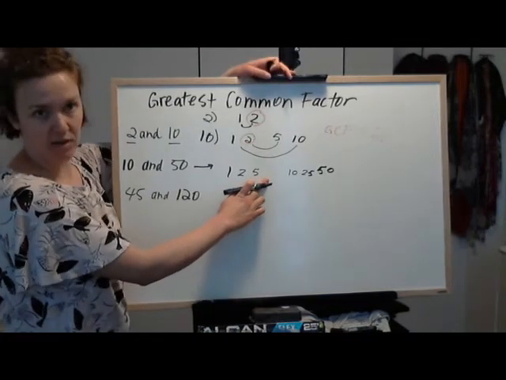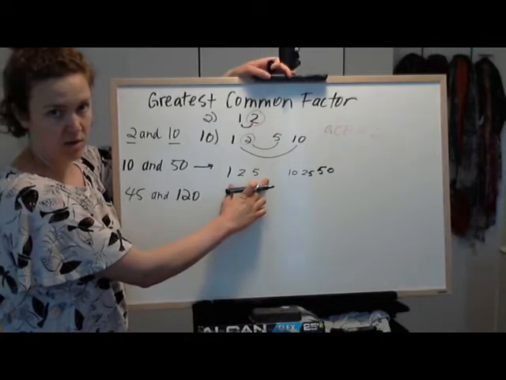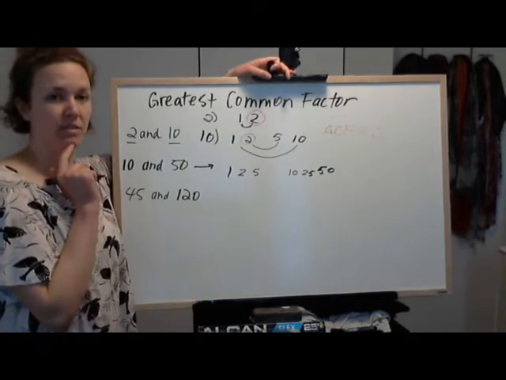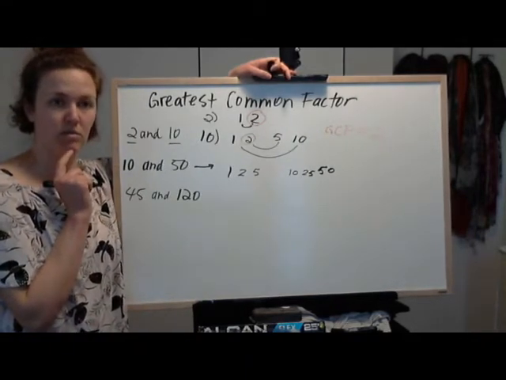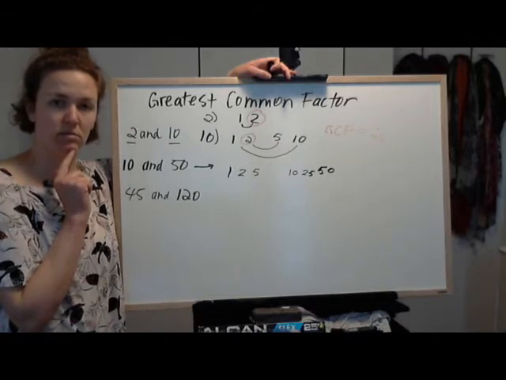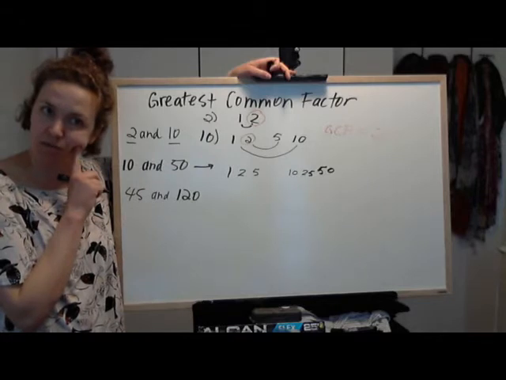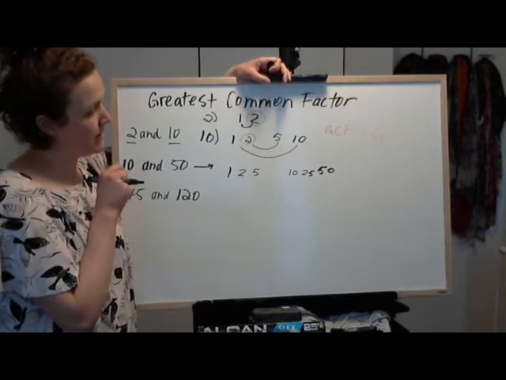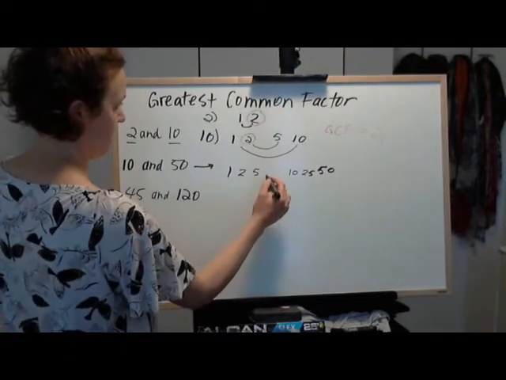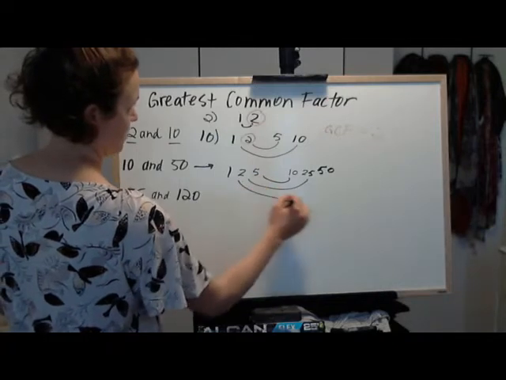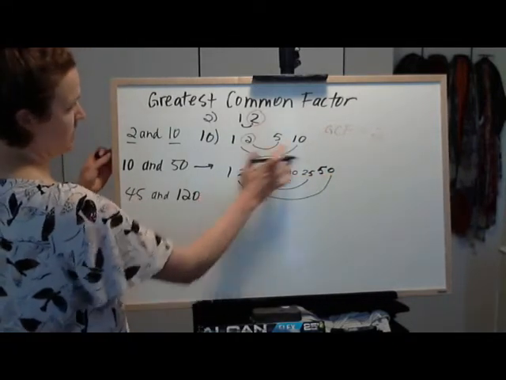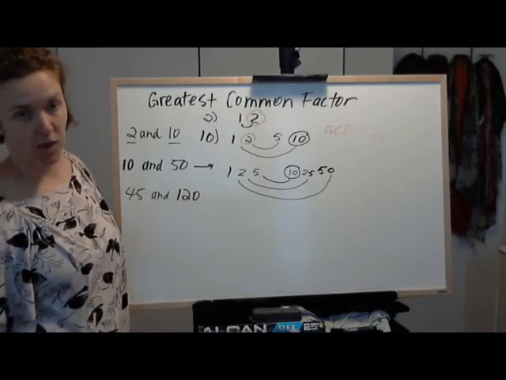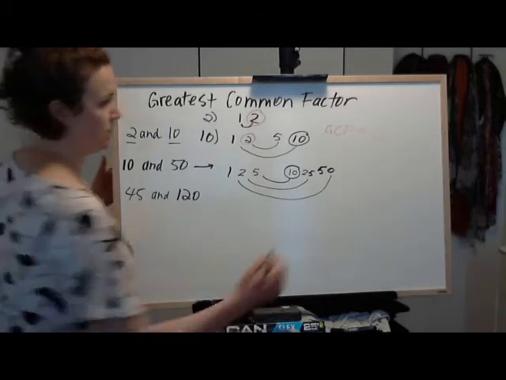6 doesn't go into 50 because if 3 doesn't, then 6 won't either. 7, nope, 8. 8 times 6 is 48, and that's only 2 away, so that won't work. 9, nope, because 9 times 5 is 45, and 50 is only 5 away, so 9 won't go in evenly. And then we're up to 10. So these are the factors of 50. So we compare this list and this list. And the biggest number in both is 10. So the greatest common factor of 10 and 50 is 10.